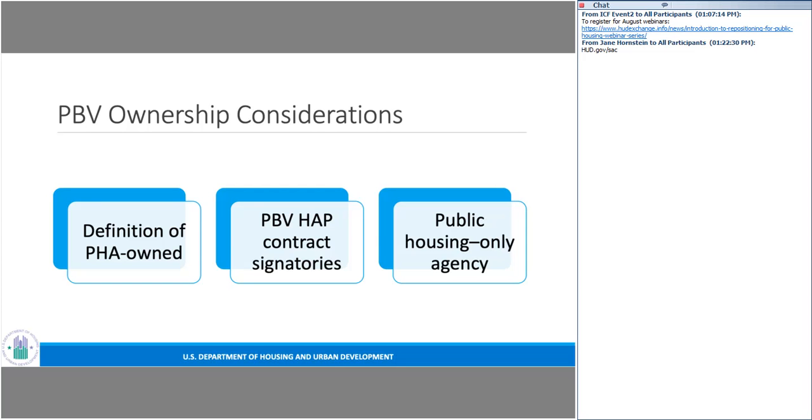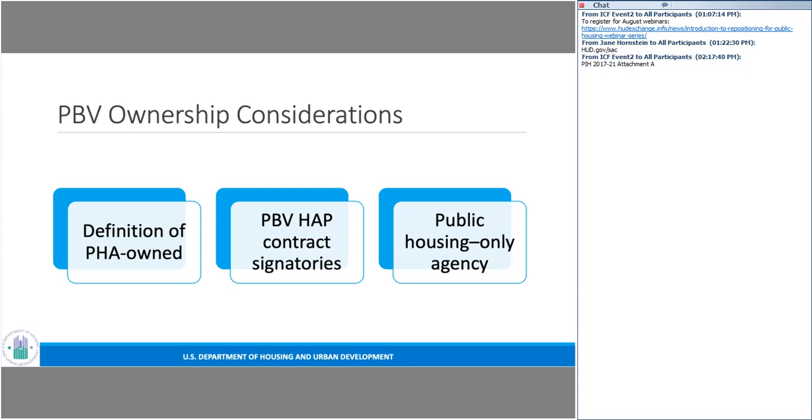You can find the definition of PHA owned. You can find a list of functions that need to be performed by an independent entity in the case of PHA owned units in a public housing notice, and I'm going to give you the number right now. It's notice PIH 2017-21, so PIH 2017-21. Attachment A to that notice gives the definition of PHA owned and gives some really helpful examples. My colleague Amaris Rodriguez wrote those, and I think they're very helpful. And then attachment B to that notice, 2017-21, talks about all the functions that need to be performed by an independent entity for PHA-owned units.